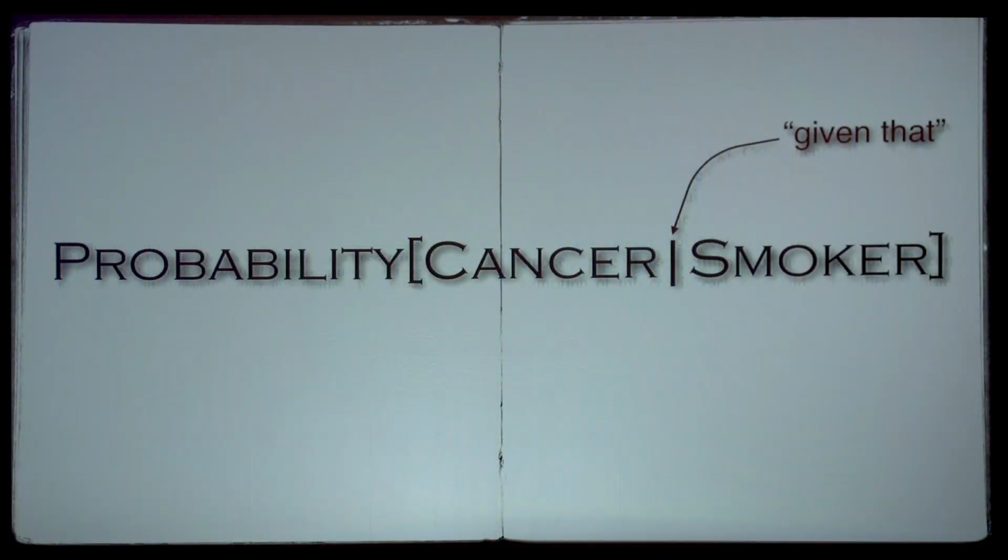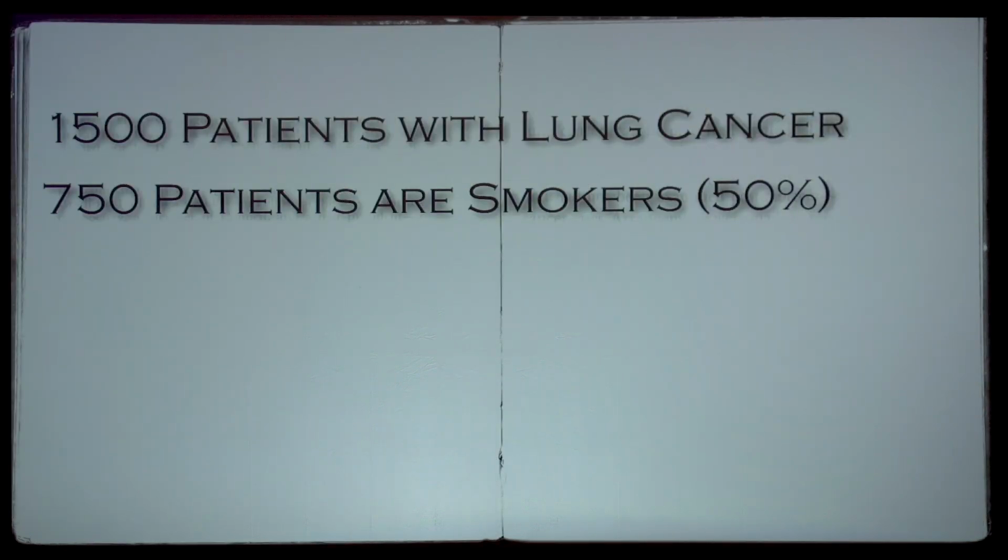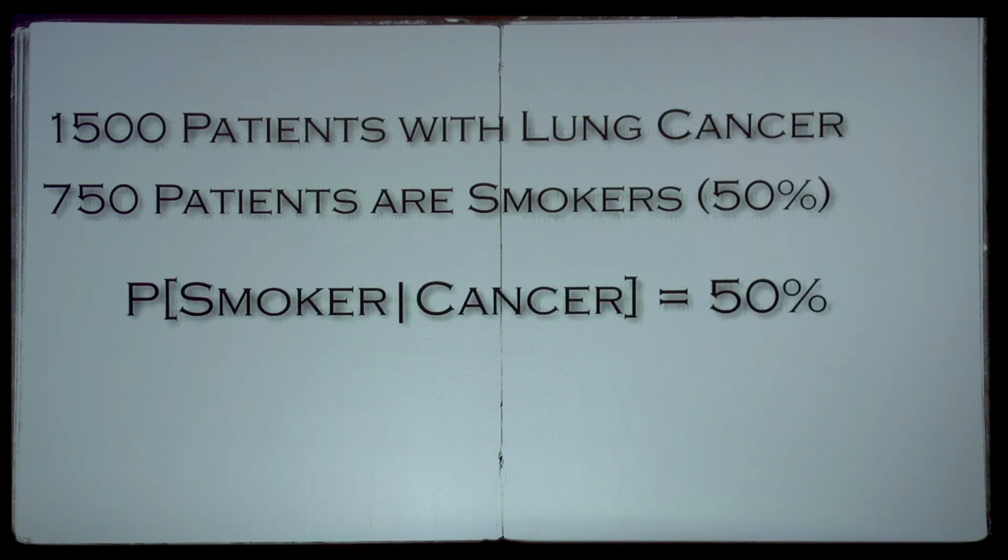So we're going to read this as the probability of cancer given that you're a smoker. Let's do it out loud, everybody. The probability of cancer given that you're a smoker. The probability of cancer given that, that's what that vertical bar means, given that you're a smoker. So 1,500 patients with lung cancer, about 750 patients are smokers. Let's read this out loud. The probability of being a smoker given that you have cancer. Probability of being a smoker given that you have cancer is 50%, given that.